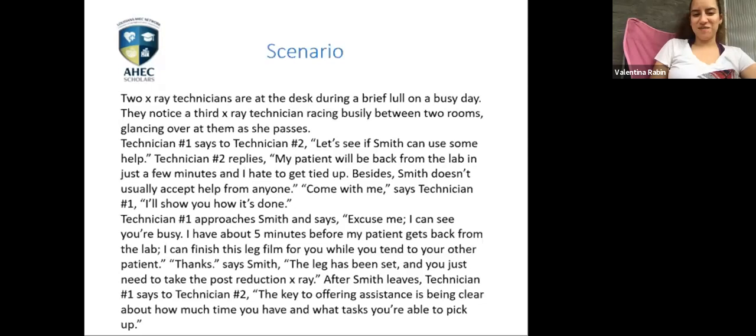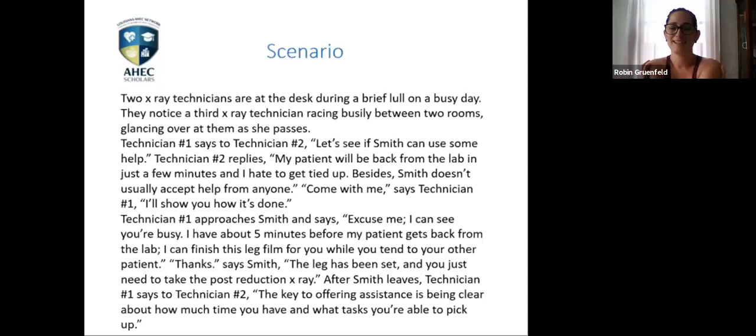I think it's smart because I've definitely been in a technician 2 situation. Yeah, me too. And you've been like, I've got something else I've got to do in like 10 minutes. I also think that technician 1 is really smooth, right? Because she doesn't make Smith feel at all like they are inadequate or like there's something wrong with them. She's just like, I've got some free hands, let me jump in.